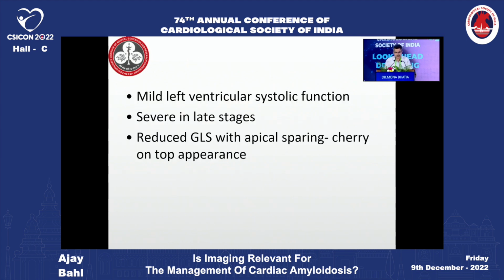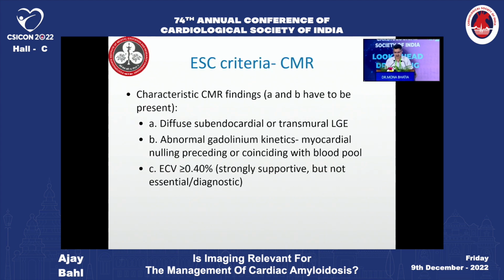There is usually mild left ventricular systolic dysfunction initially. Later, the left ventricular dysfunction becomes severe. And of course, there is reduced global longitudinal strain with apical sparing. So we can see that the apex is contracting relatively better as compared to the rest of the left ventricle.